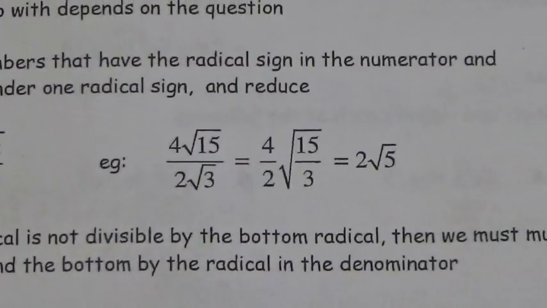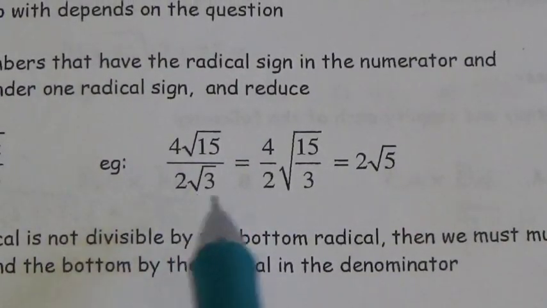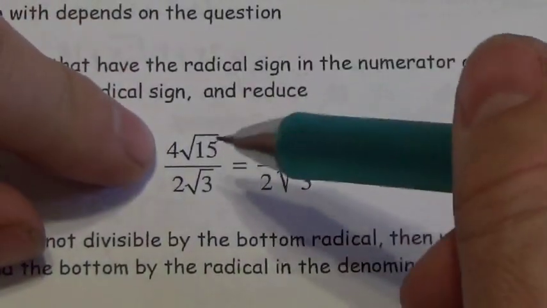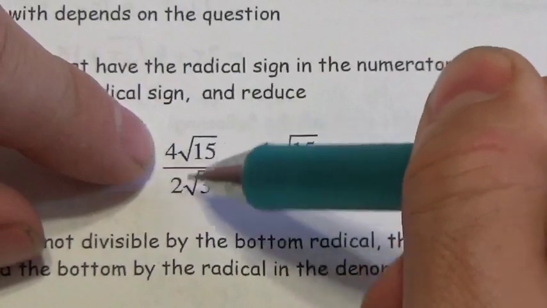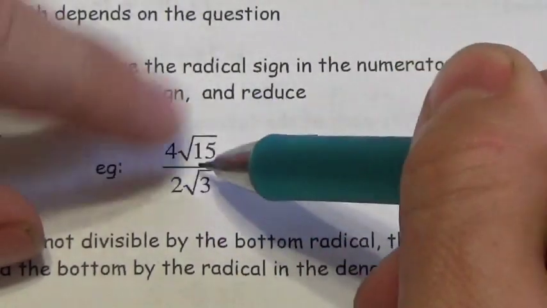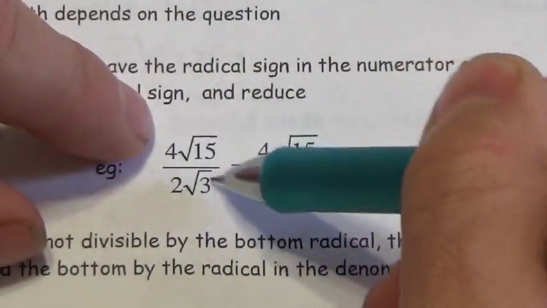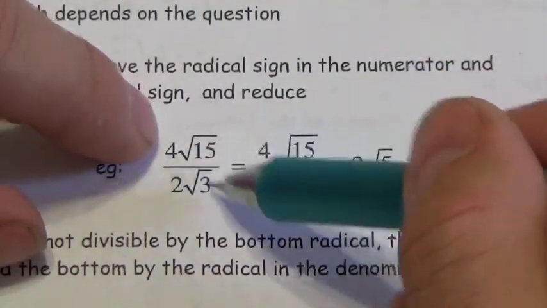And so when you get something like 4 root 15 divided by 2 root 3, well, I can't divide that 15 by the 2 because this is in a radical and this isn't. Just like I can't divide the 4 by the root 3 because this one's in a radical and this one's not. But I can divide those together.